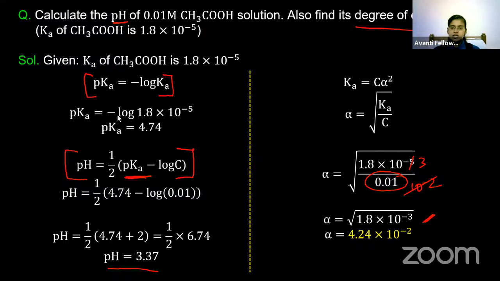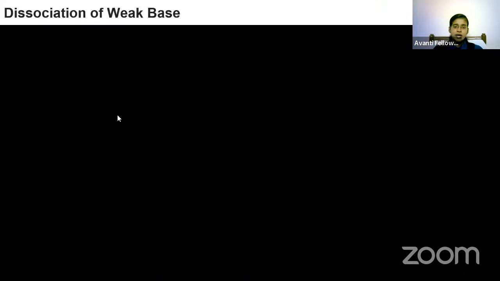So finding out the degree of dissociation is very easy. And calculation of pH is also very easy, but before that you need to do this step. That's it. Clear for all? So this is all about the dissociation of weak acid. Now let's go for the dissociation of weak base.